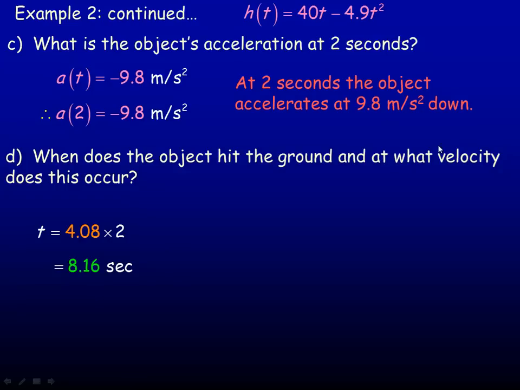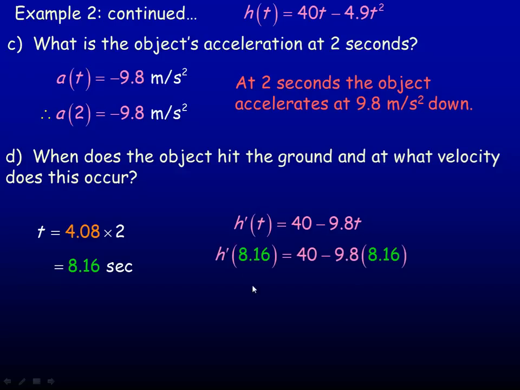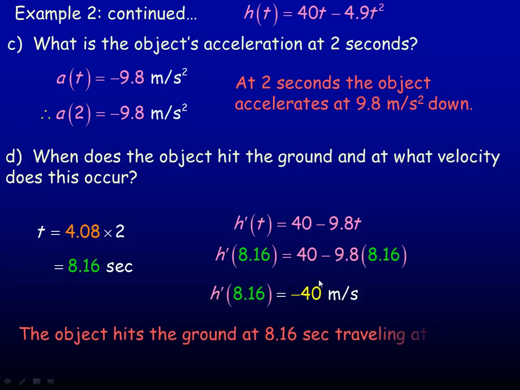Now, at what velocity? So we will go to our velocity function and fill in 8.16 seconds. So h prime of 8.16 works out to be negative 40. And so this is an interesting thing here. Remember from the previous page, it was launched at 40 meters per second up. Notice that when it hits the ground, it's traveling at the same speed, but of course down, because it's falling. The negative just means, of course, it's down.